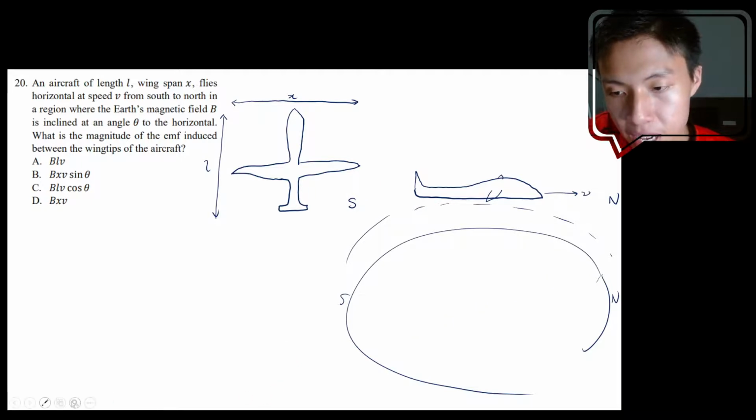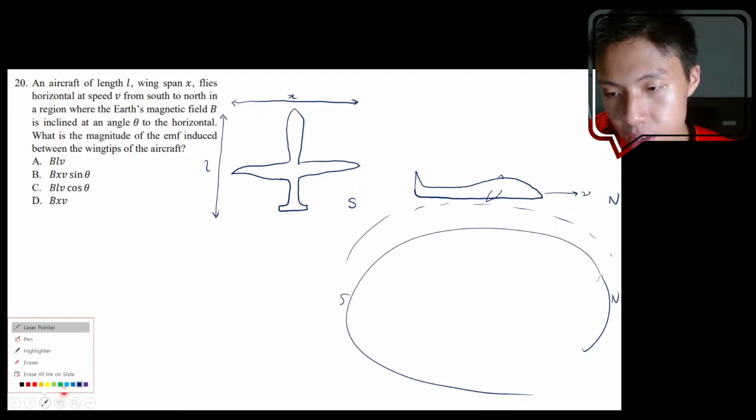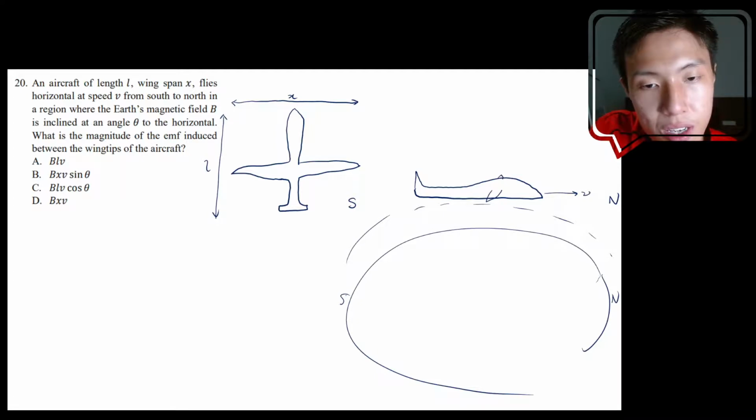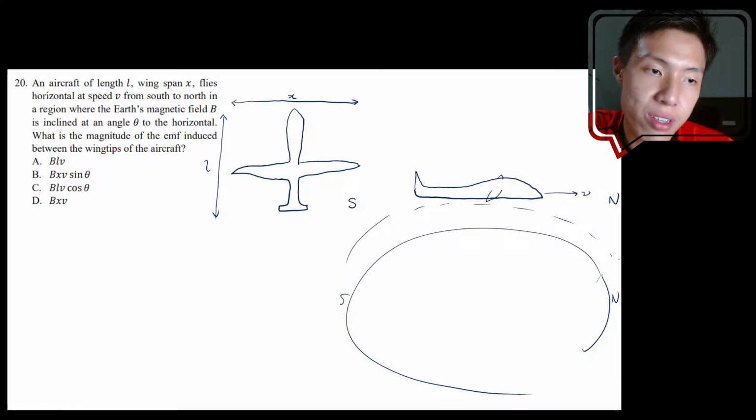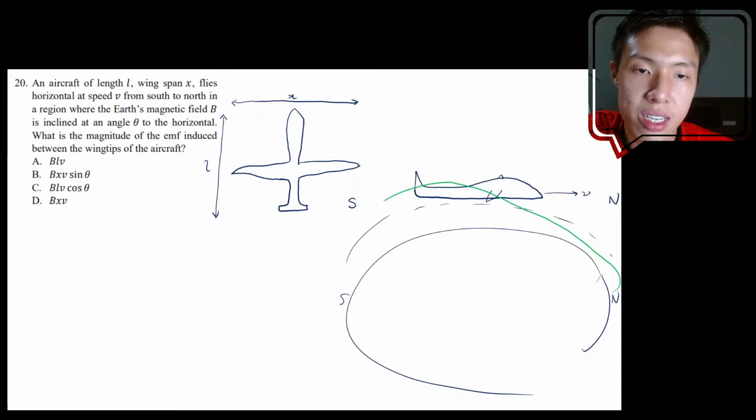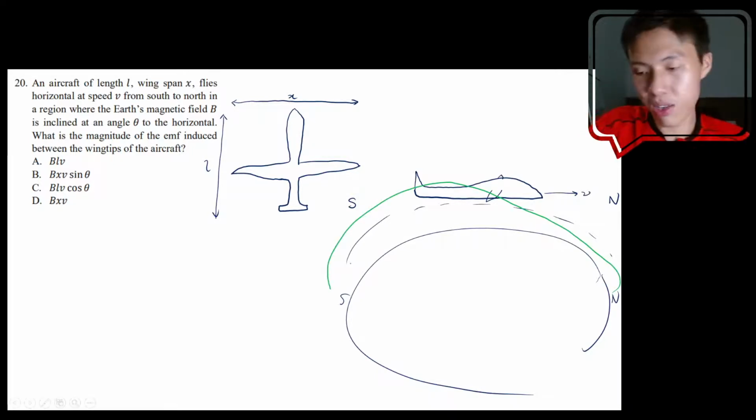That means you draw the magnetic field, you probably draw it at an angle. How should I draw it at an angle? You can think of a situation like this. How should I draw it?